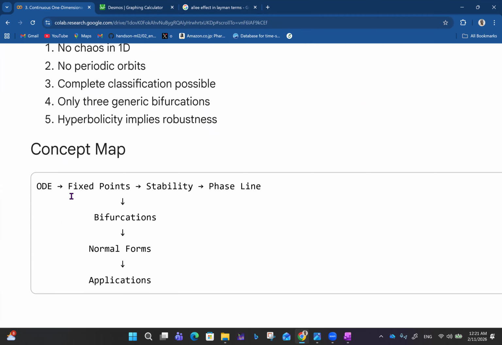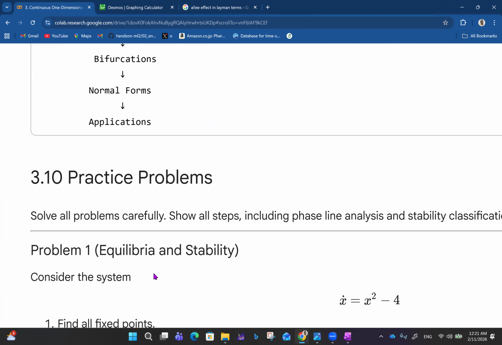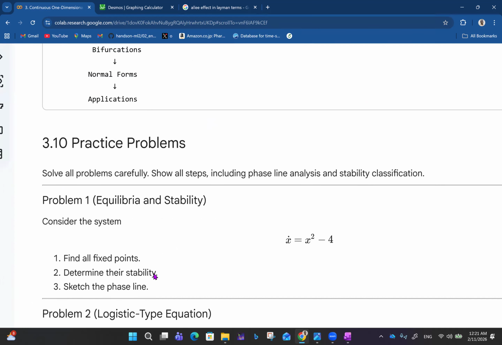You have ODE. From ODE, you get the fixed points, you evaluate the fixed point for stability, and you draw your phase line. And then that can lead to bifurcations, normal forms, and then you can have some applications like we found for population models, right?